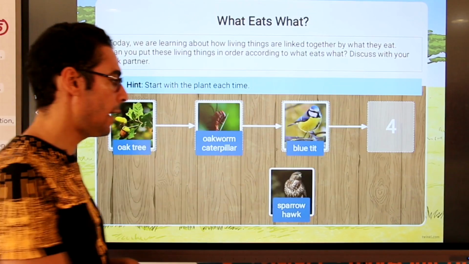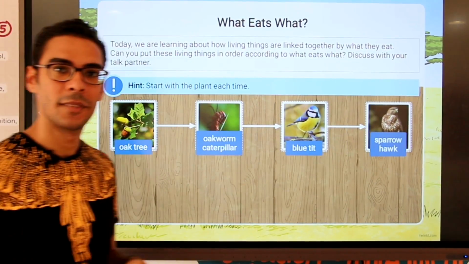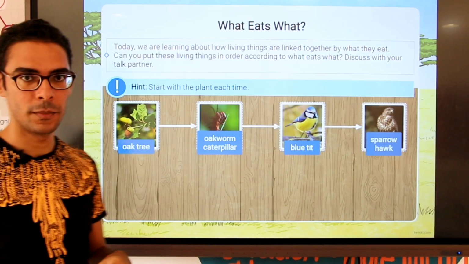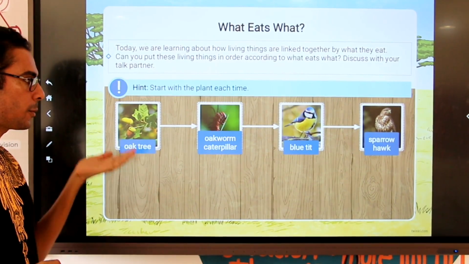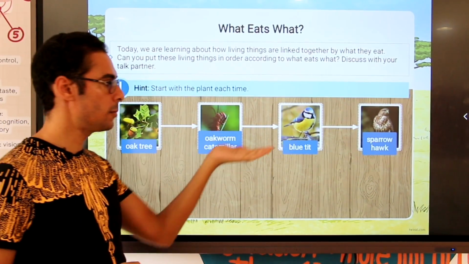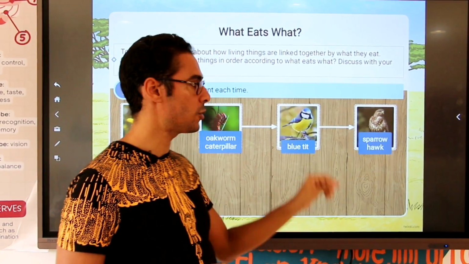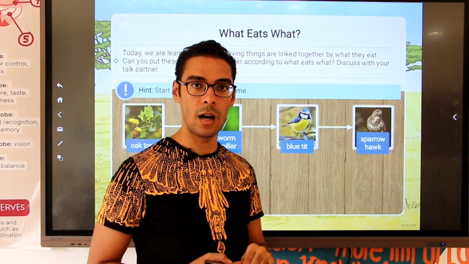And finally, we have the sparrowhawk. It's going to be the final consumer here, or the tertiary consumer. So the food chain is made up of a producer, primary consumer, secondary consumer, and finally the tertiary consumer, which is represented there by the hawk.